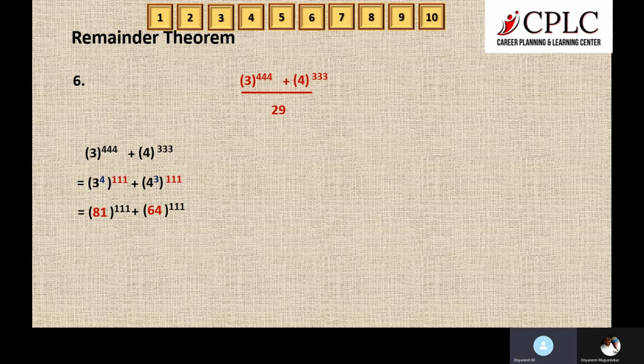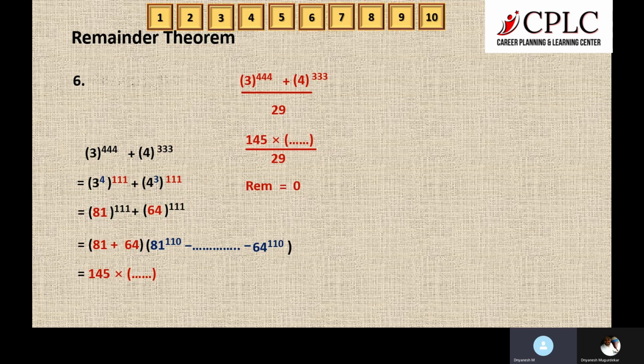And 3 raised to 4 is 81. 4 raised to 3 is 64. 81 plus 64 is 145. And this entire number, which is a multiple of 145, is supposed to be divided by 29. And obviously 145 itself is 29 times 5. That is, 145 itself is a multiple of 29. So any multiple of 145, when divided by 29, will always be perfectly divisible. And that means in this case, the remainder will be 0.